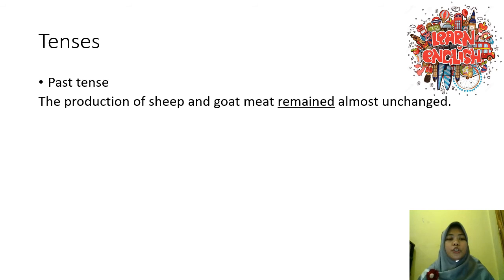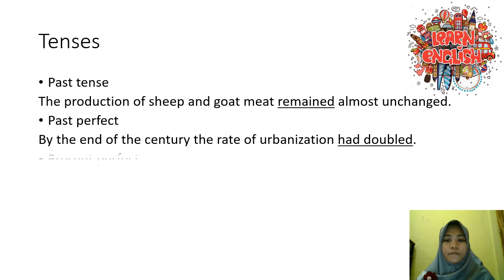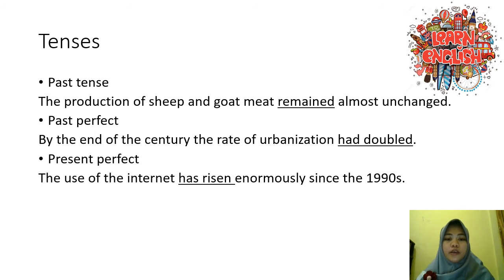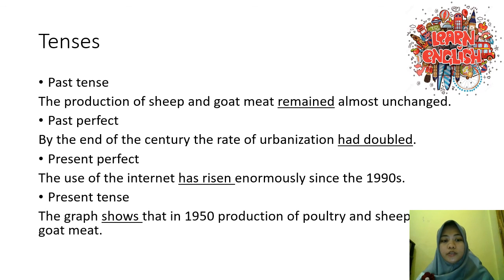For example, you can simply use past tense: the production of sheep and goat meat remained almost unchanged. Then it can be past perfect. It can also be present perfect if it still relates to the current condition. For example, the use of the internet has risen enormously since the 1990s till now. So you use present perfect. Or you can also use present tense, for example, the graph shows blah blah blah.